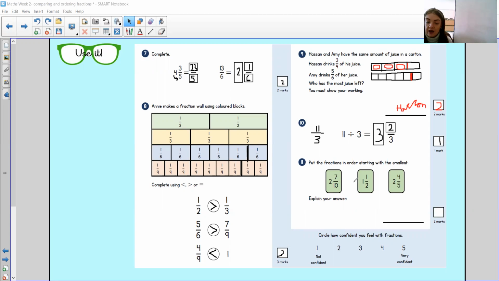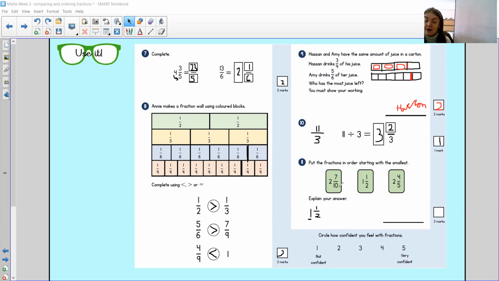And finally then we're going to put them in order, starting with the smallest. Now straight away I can see that 1.5 is going to be the smallest because it has the least amount of wholes. That's a little explanation there for that one. Now I'm going to look at 2 and 7 tenths and 2 and 4 tenths. Now they've got the same wholes, so I can't use that to compare. So I'm now going to have to look at those fractions.